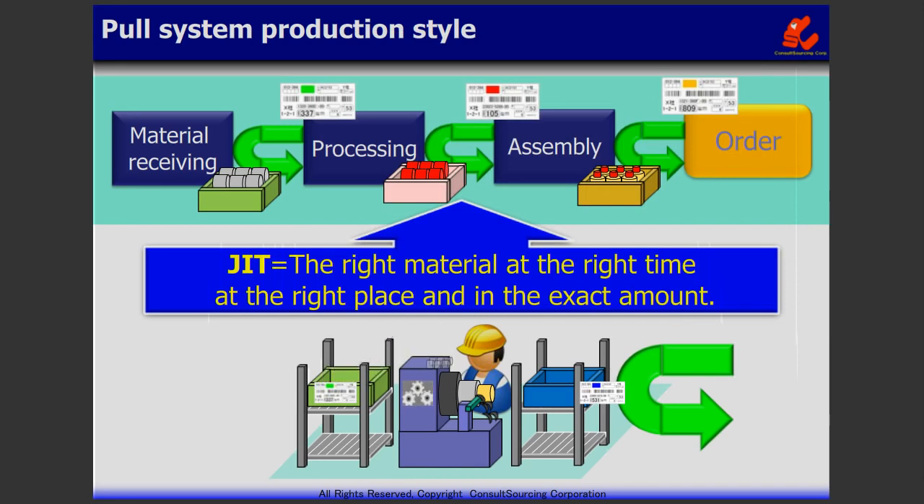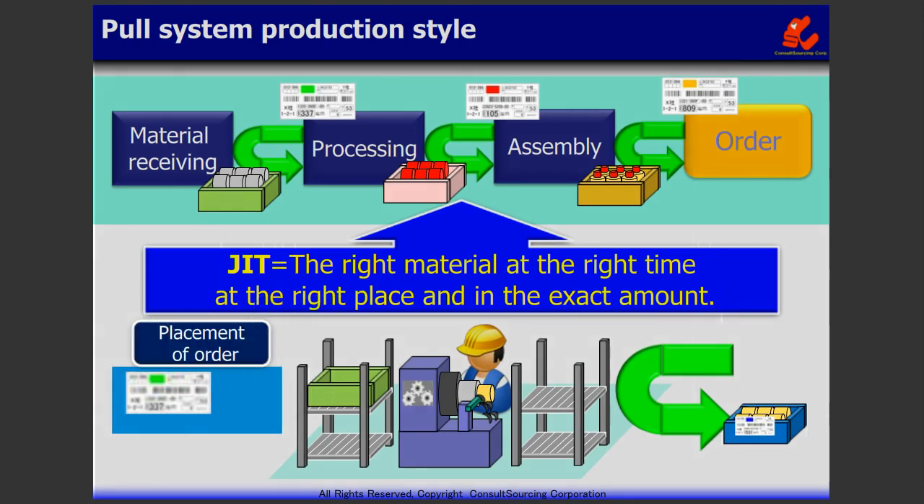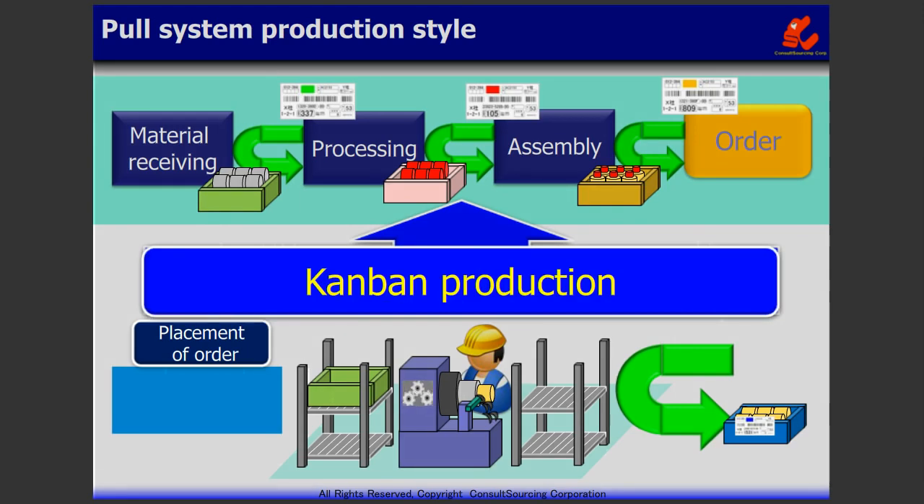The production line will process parts by using materials to fulfill the instructions indicated on the Kanban. Once the parts have been processed, the Kanban will be attached and handed over to the post-process. Now, the Kanban of the materials used for processing will be passed on to the previous process to place an order. In this manner, a pull system production using the Kanban is called the Kanban production.